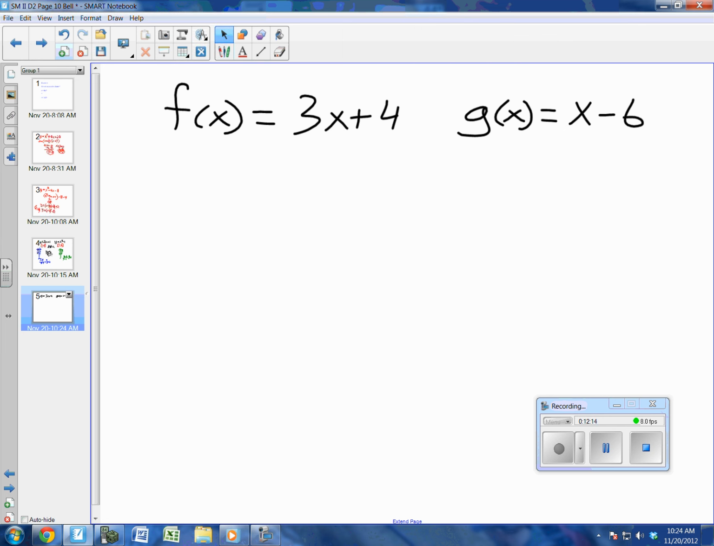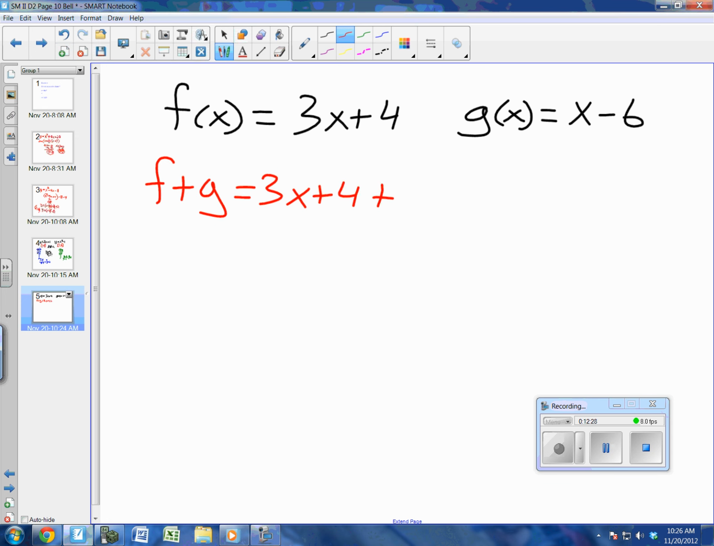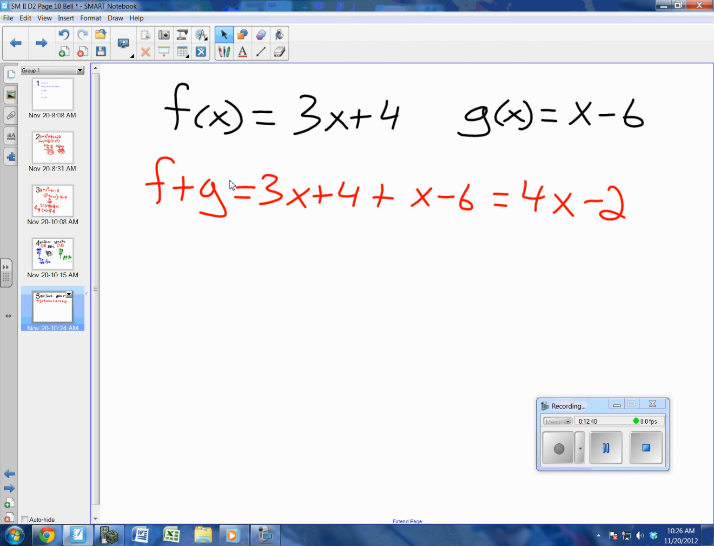Okay, given those two functions, you guys, I want you to find f plus g. Go. Okay, so this one, we add 3x plus 4 to x minus 6. We combine like terms. 3x plus x is 4x. 4 plus a negative 6 is negative 2 for the answer.